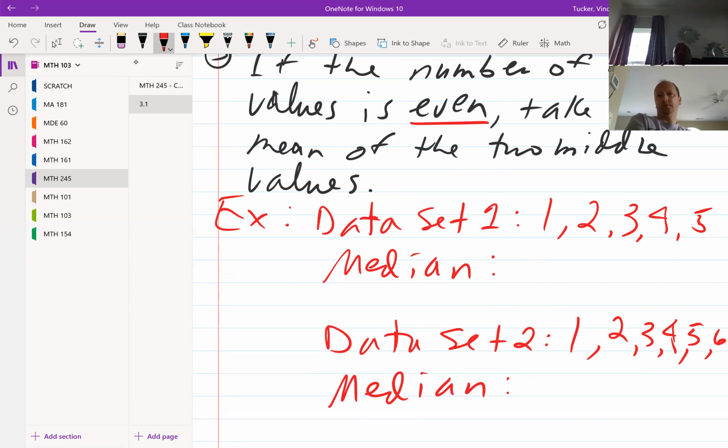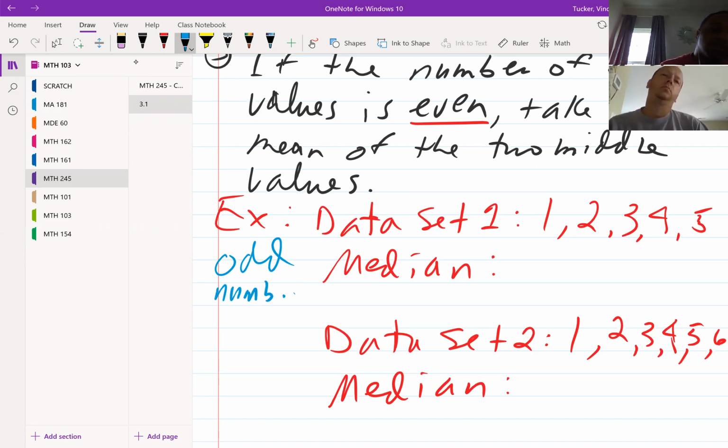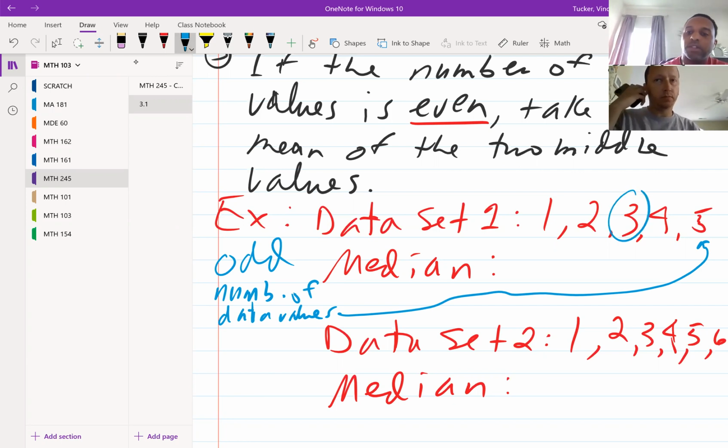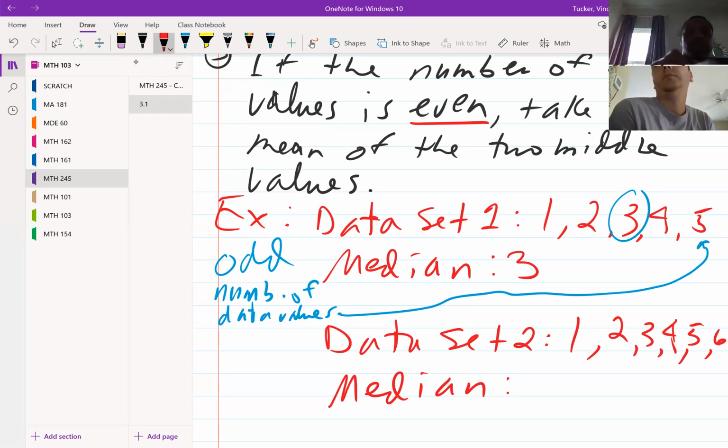All right. So in our first data set, we have 1, 2, 3, 4, 5. We have 5 data values, so we have an odd number of data values. That means we have a middle value, which is 3. And that is our median. It was already listed from least to greatest, so we didn't have to worry about that.